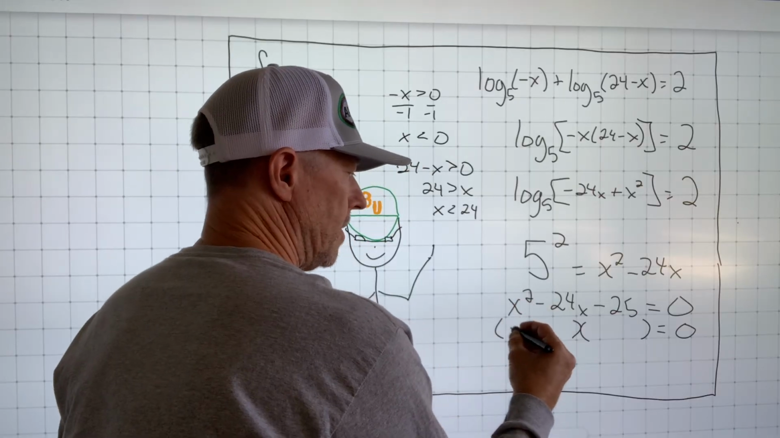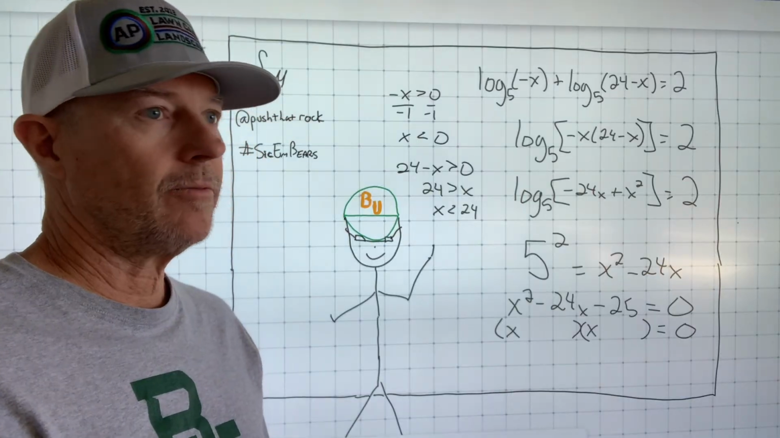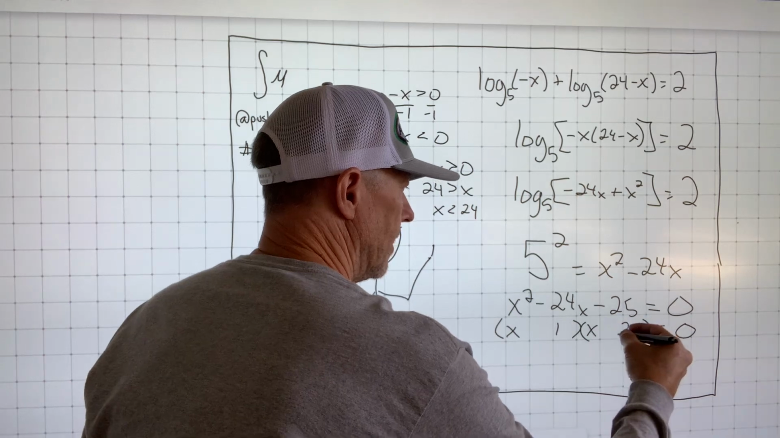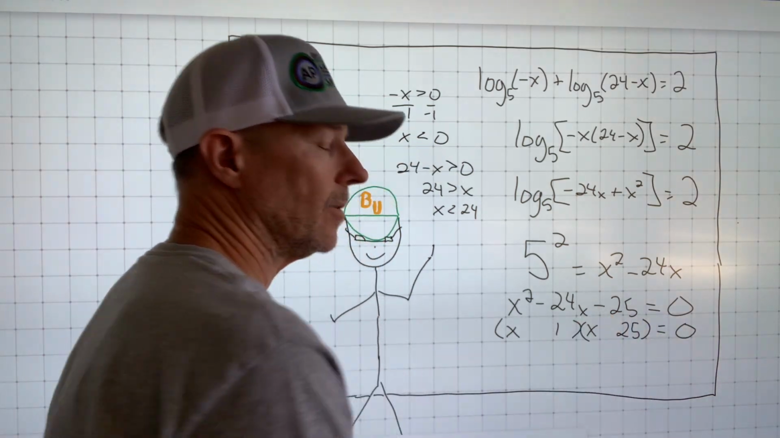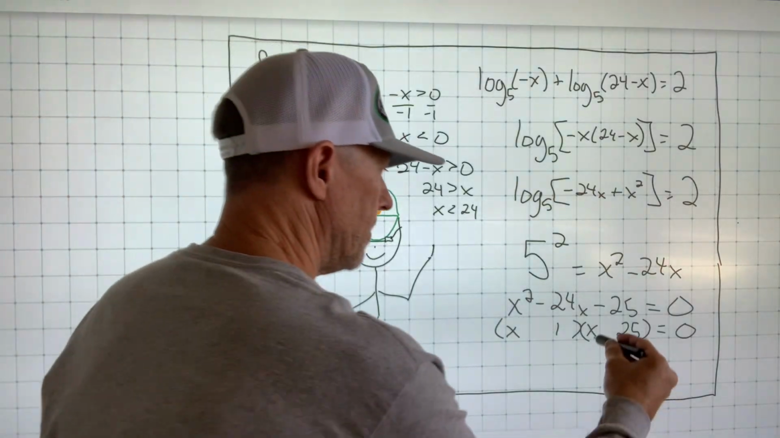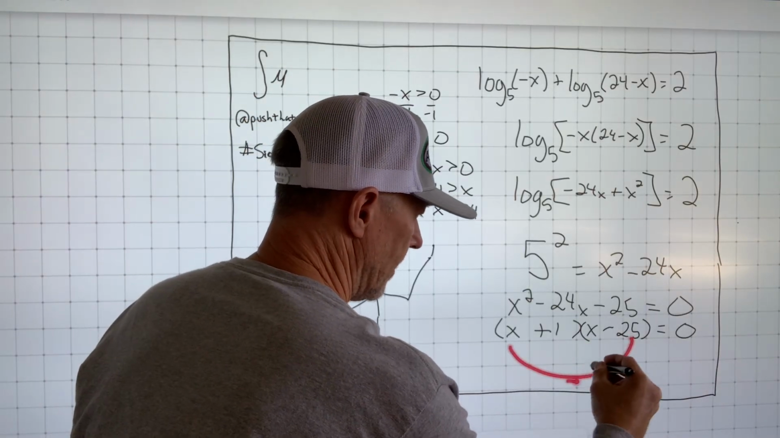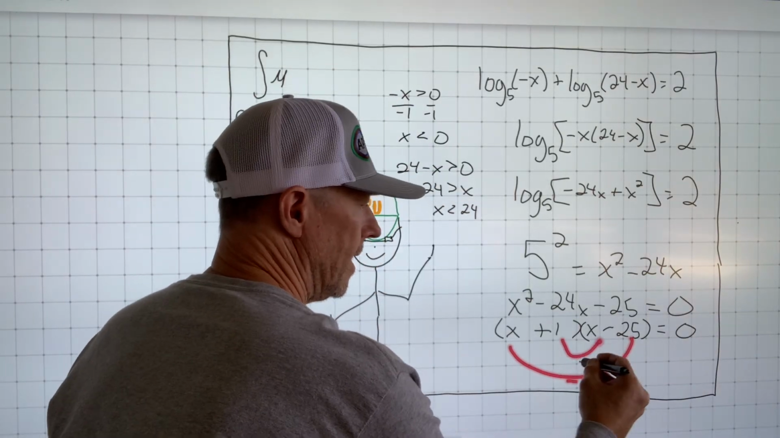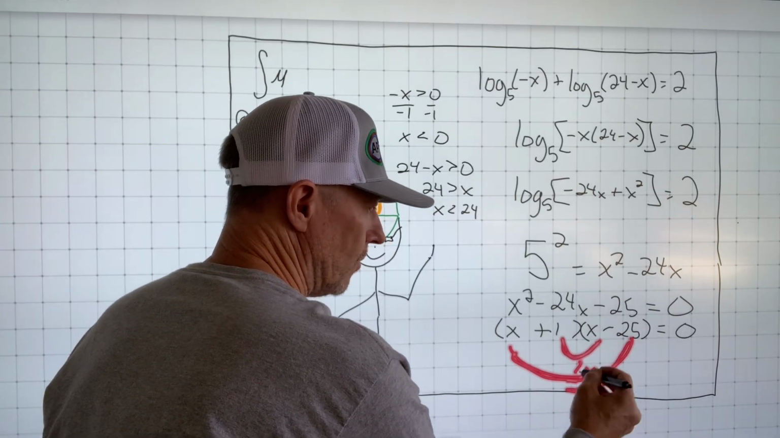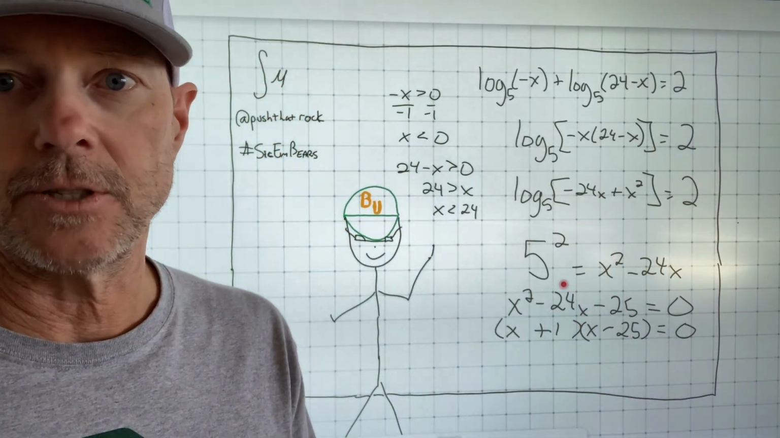What times what gives me x squared? X times x will give me x squared. What times what will give me 25? Well, 5 and 5, or 1 and 25. Let's try 1 and 25. Now I need it to be a negative 25. So one of those has to be negative, the other one has to be positive. Well, if I make this one negative and this one positive, then I can see that when I do the outer times the outer and the inner times the inner, I'll get negative 25x and 1x, which adds to negative 24x. So that is the correct factorization there.